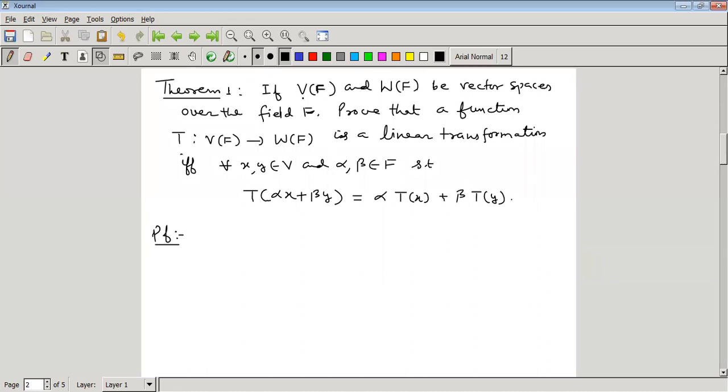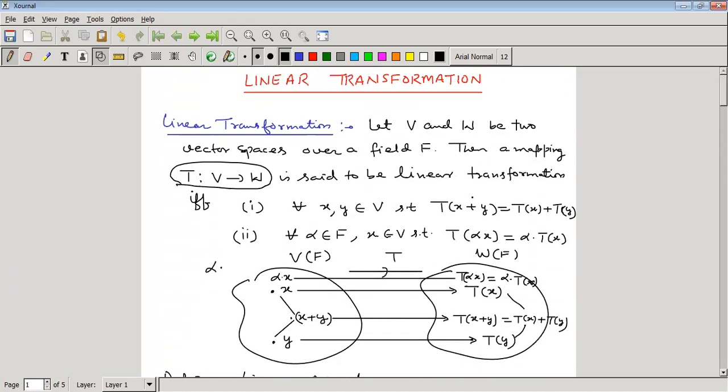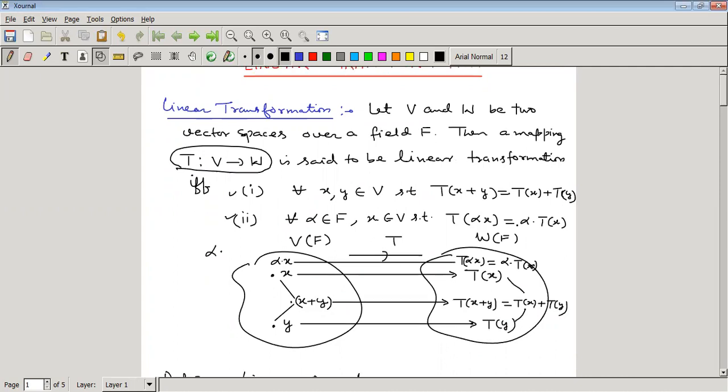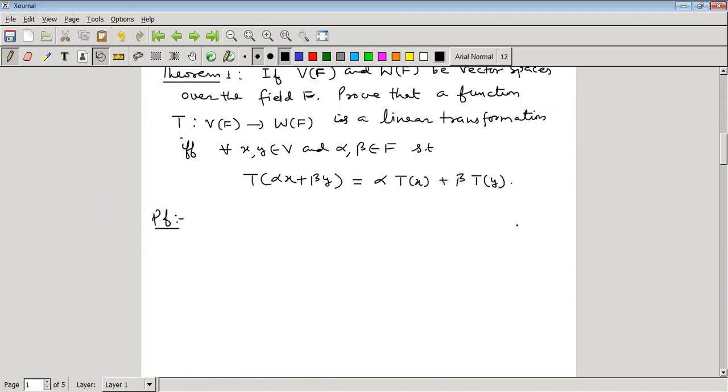We have to prove that if V and W are two vector spaces over a field F, T from V to W is a linear transformation if and only if T of alpha x plus beta y equals alpha times T of x plus beta times T of y. We have to keep this definition in our mind. The transformation T from V to W is said to be linear if it satisfies these two conditions, right? That is, T of x plus y is equal to Tx plus Ty. This is the additive property, and second is T of alpha x equal to alpha times Tx.